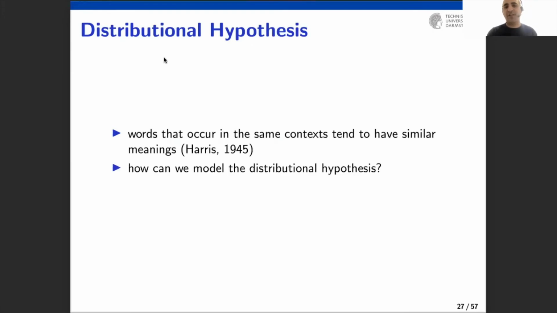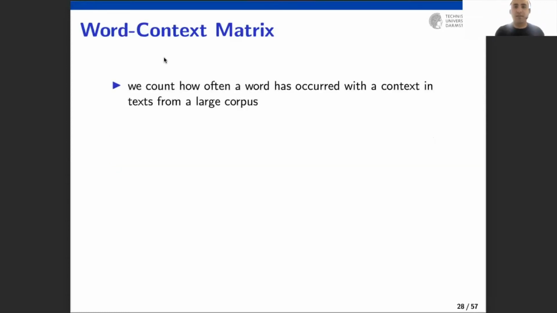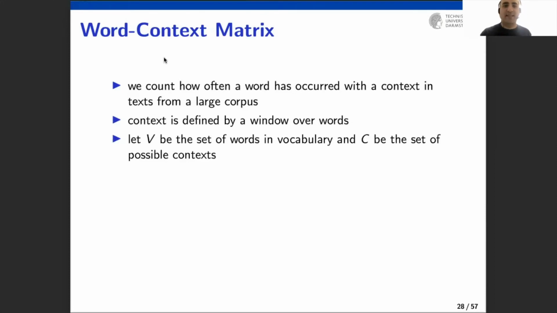How can we model the distributional hypothesis? Given this hypothesis, we should try to model it. The first idea is to use a word context matrix. If words that occur in a similar context should have similar meaning, we can define a matrix over words and contexts, and then check how often a word occurs in a context. This method is named the word context matrix. We count how often a word has occurred with a context in texts from a large corpus. Context is defined by a window over words.